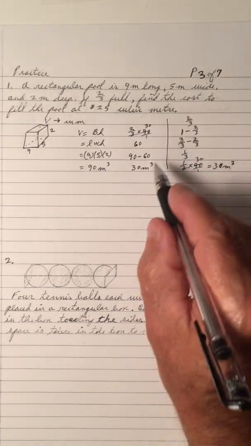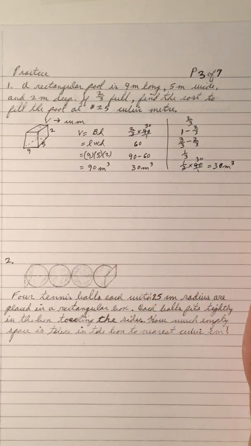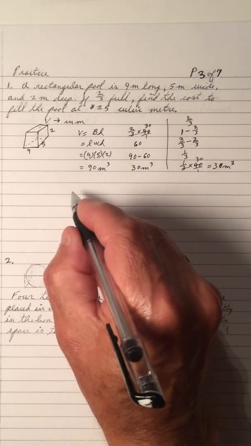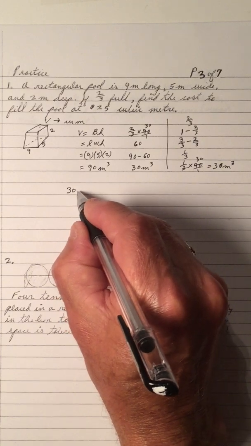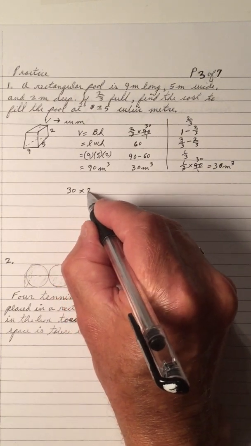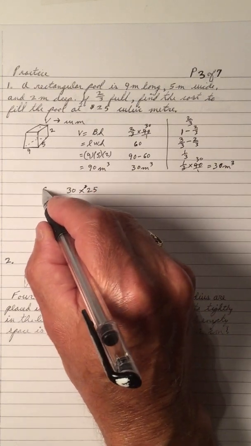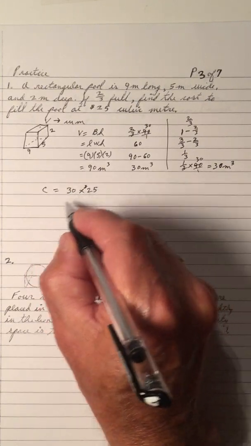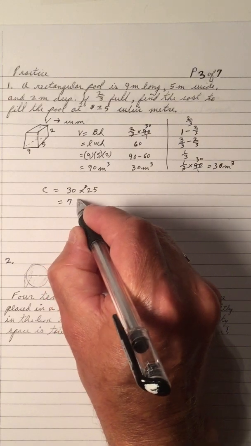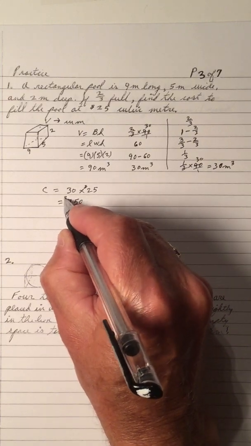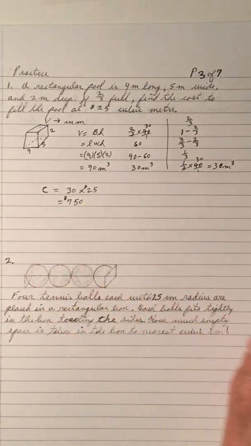Just 2 different ways to think about it. Your choice which way you want to do it. Anyway, we have 30 cubic meters, and we're paying $25 per cubic meter. So the cost is 30 cubic meters times 25, so that's $750 would be the cost to fill the pool.